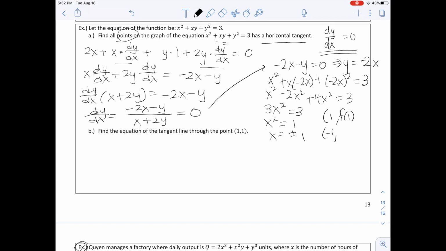We need to find our y values by substituting both of these in for our function. So we have to find f of 1 and f of negative 1. And in order to do that, we need to find our y value. We have a formula up above, which is y is equal to negative 2x. So the two values that we have are going to be 1 comma negative 2 and negative 1 comma 2.